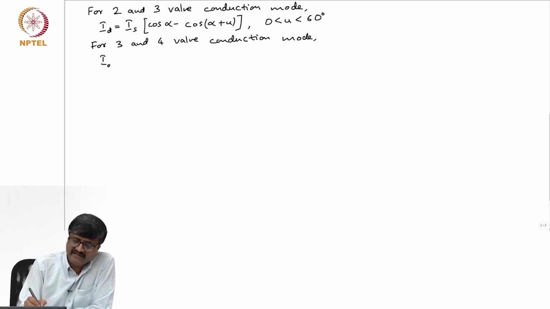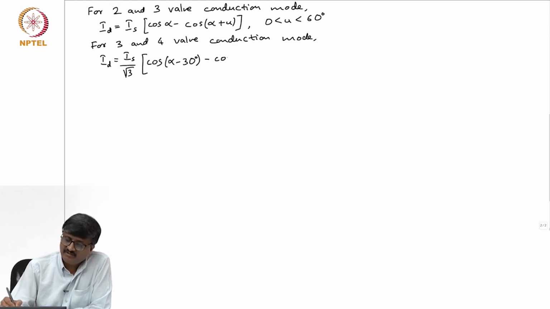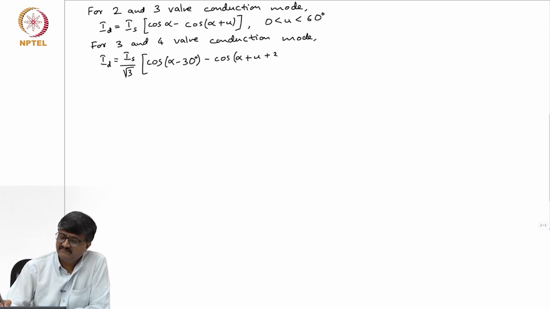So the equation is ID is equal to IS by root 3 into cos(alpha minus 30 degrees) minus cos(alpha plus u plus 30 degrees). So this is applicable for u greater than 60 degrees and less than 120 degrees.